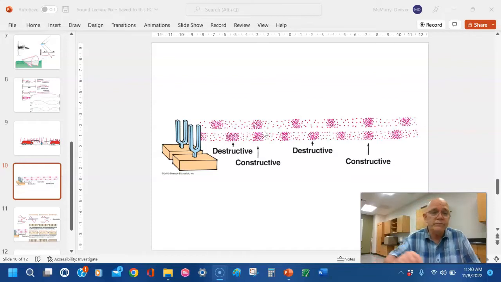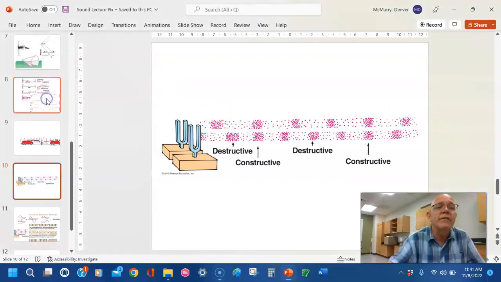Now, if you have waves that are passing through each other, they go and they come back and they hit each other, we can make what we call standing waves. In other words, a wave is coming this direction and then it comes back. And let me see if I have a picture here.